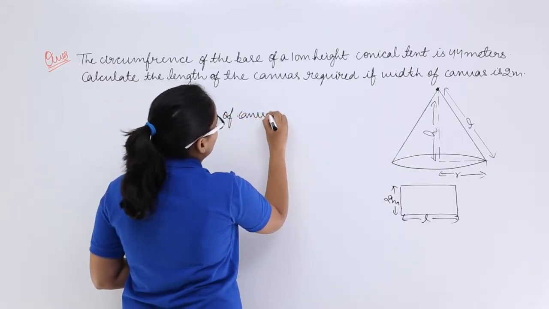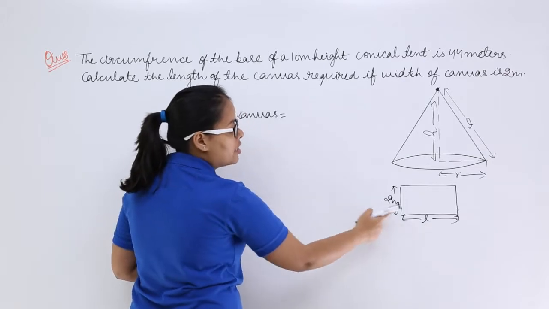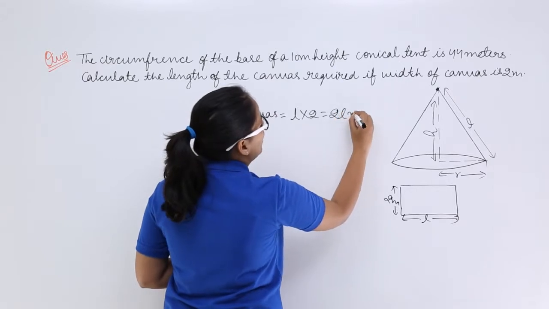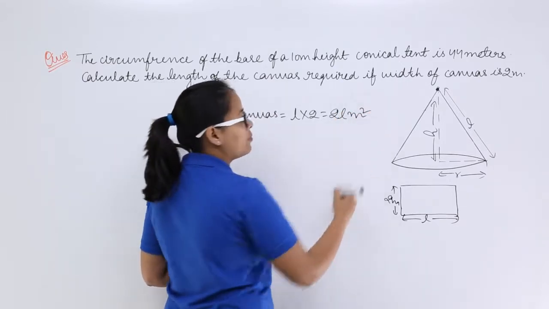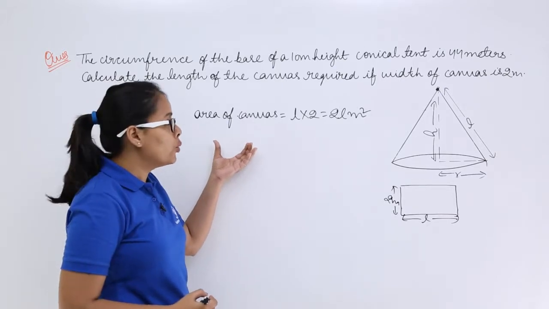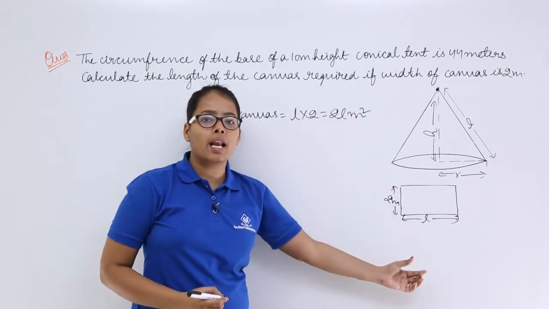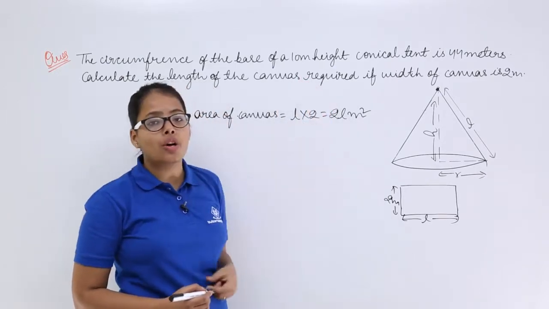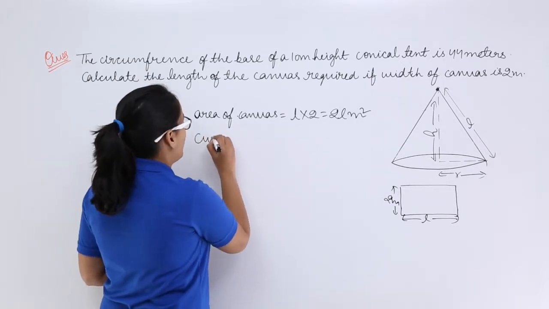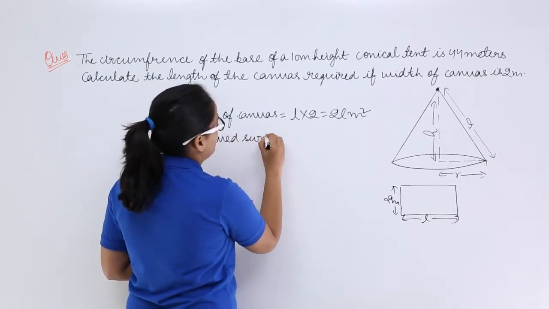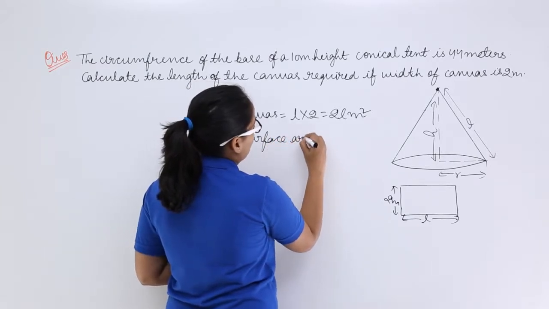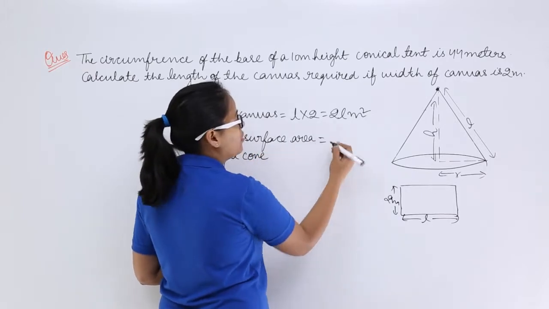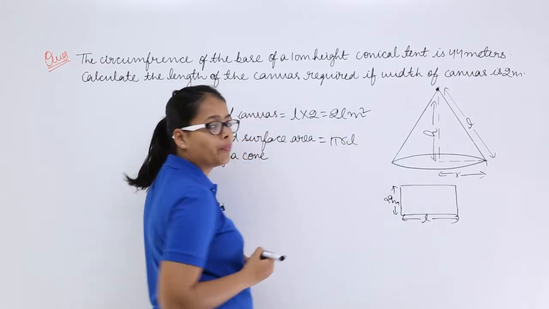Area of canvas, as you can see here, is going to be length into breadth, so L into 2. So this is going to be 2L meter square. This is the area of the canvas, and you know that this conical tent is being made with the help of this. So the area required to make this conical tent will be the curved surface area of a cone. This is pi r L.